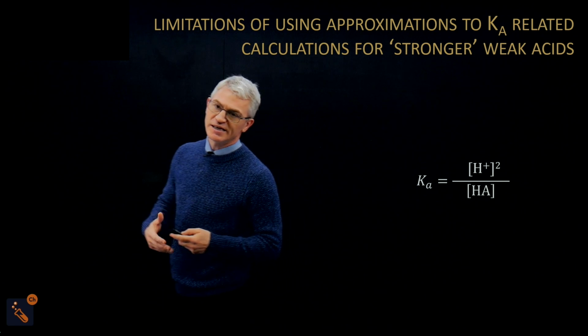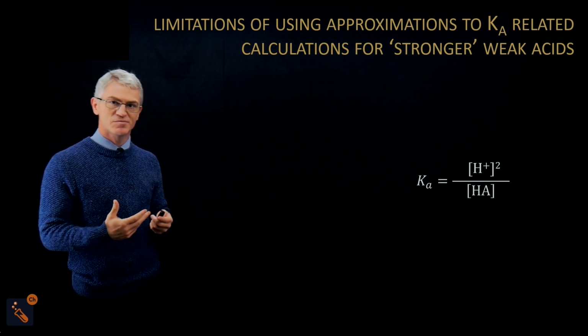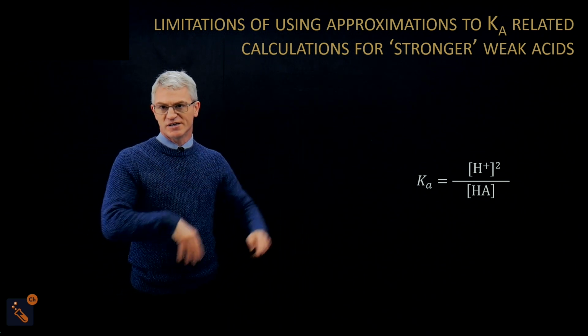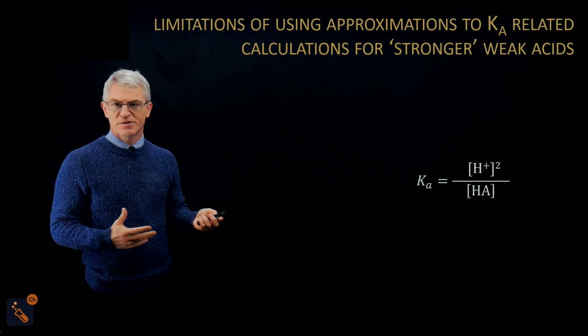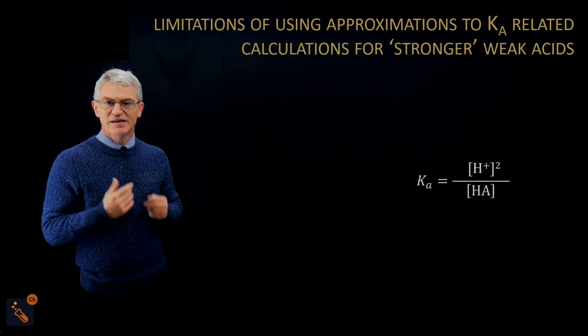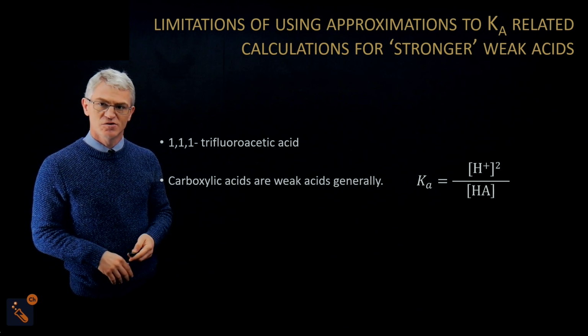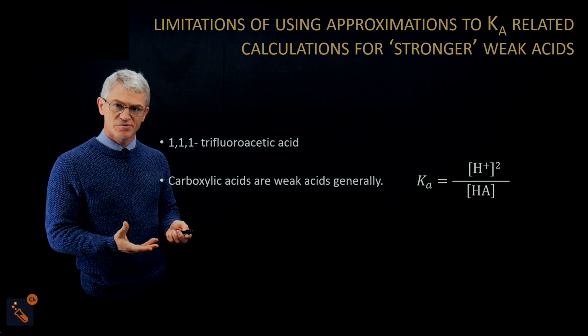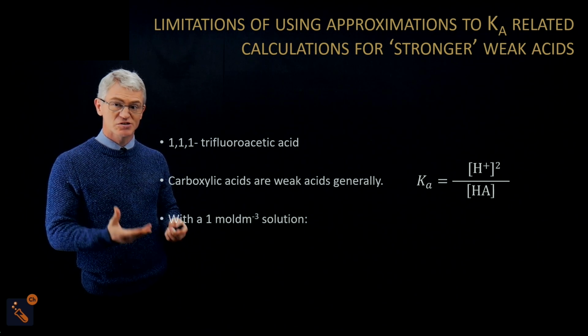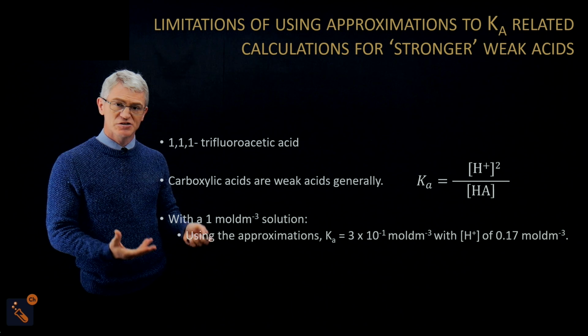Now they work in the majority of substances until you get something called a stronger weak acid, for around about pHs 2 and 3 and things like that. It doesn't work in these, and it might ask you a question why it doesn't work. So an example might be this. A carboxylic acid is generally weak, but this one's a little bit stronger, and you use the approximation.